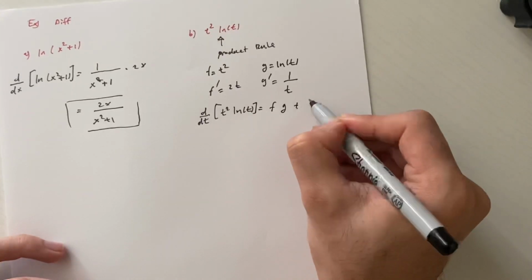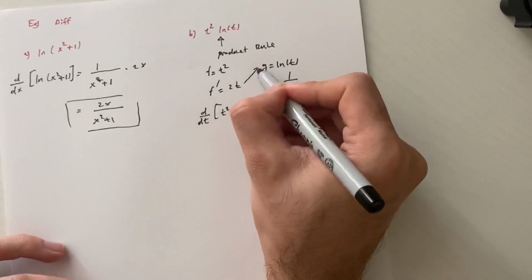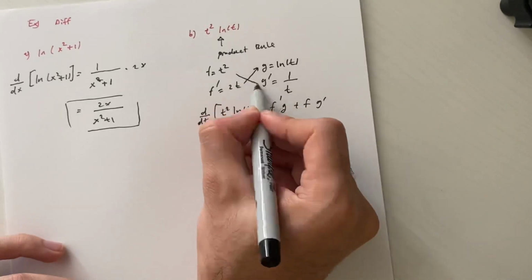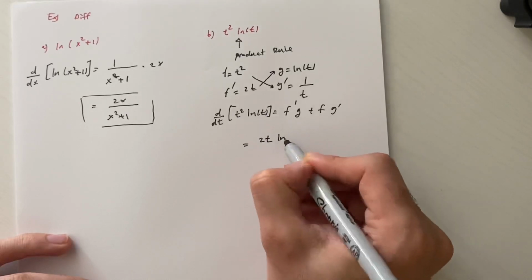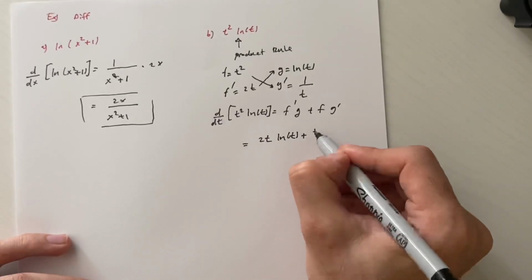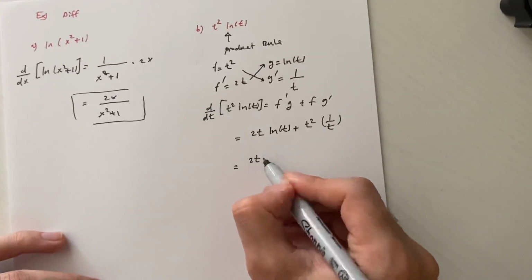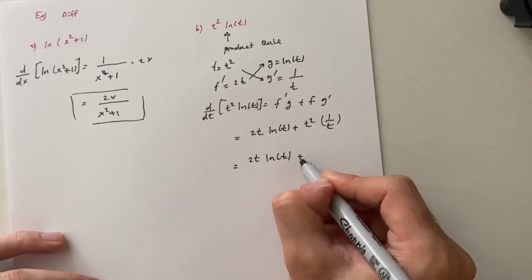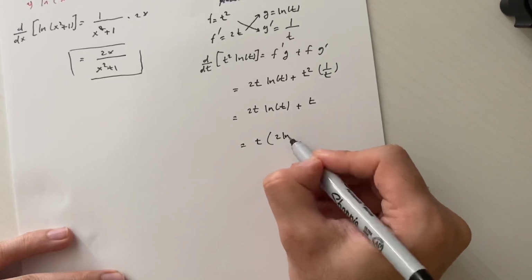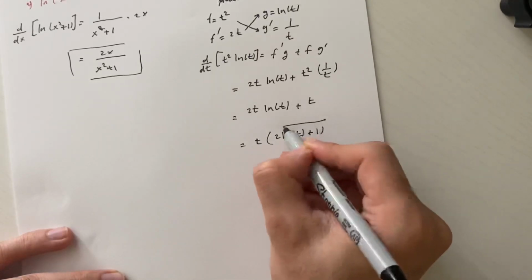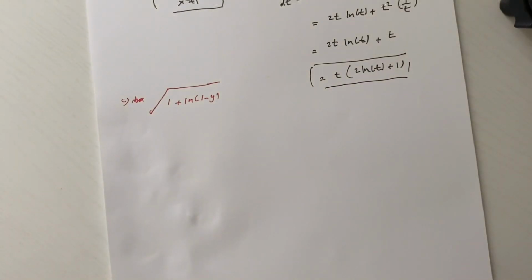This is what the product rule states. First term, we take f prime multiplied by g and add to it the second term, which is f multiplied by g prime. Here we can simplify t squared over t to be t, and we can factor the t to simplify even more. So it's going to be t times 2 natural log of t plus 1. That is the resulting answer.